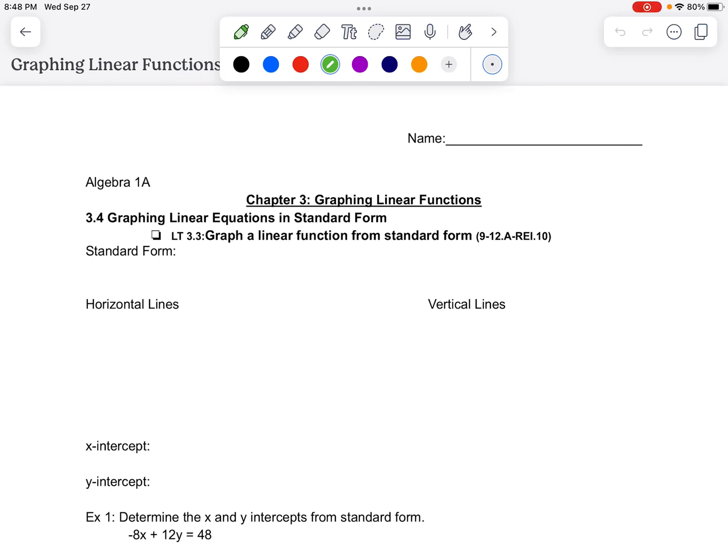We're going to be looking at graphing linear functions, so just graphing a line. There are a couple different ways that you can graph a line. We're going to look at standard form first. That's our learning target, that's our topic here.